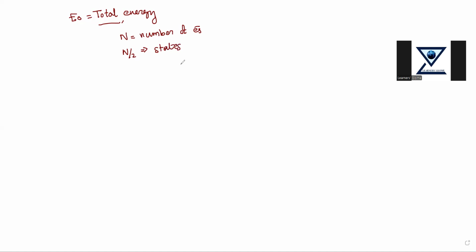So if En is the energy of a level, the total energy E0 is equal to 2 into summation over n equal to 1 to N by 2. We want to calculate for each level E1, E2, up to E of N by 2. That many levels are present, taken 2 times, because in each level 2 electrons are present, one upspin and one downspin, based upon Pauli's exclusion principle.